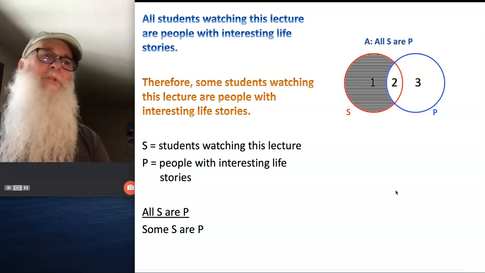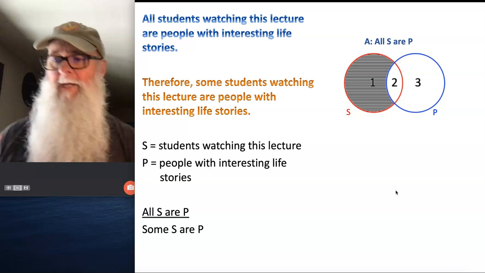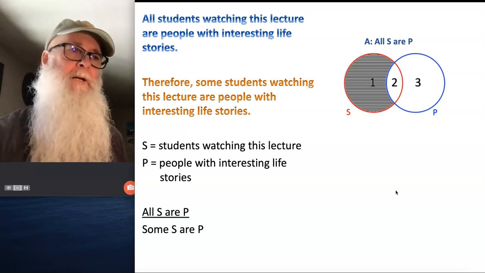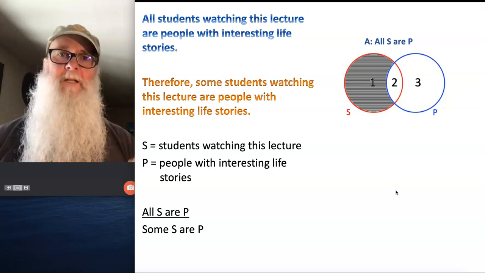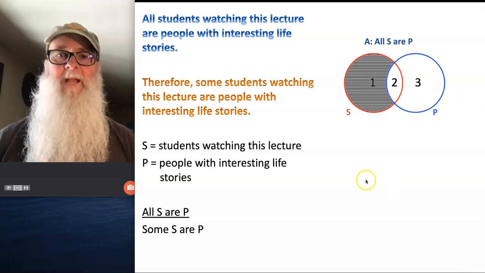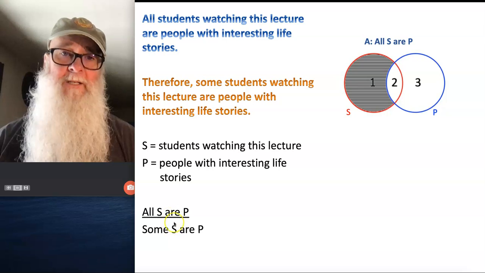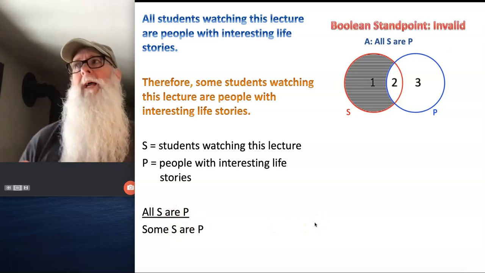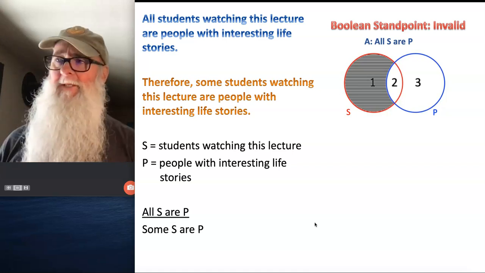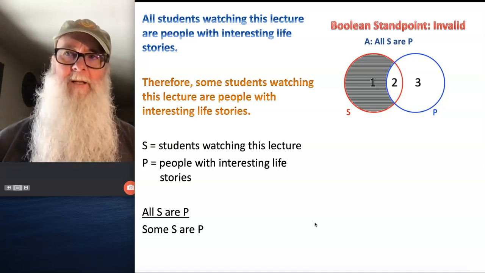And because you don't know the thing I'm talking about actually exists just because I assert something about all of the members of that category, you cannot draw the conclusion from my sweeping universal claim that at least one of these things exists in reality. And that's exactly what's happening in this argument down here. So from the Boolean standpoint, we say, okay, I get that. From the Boolean standpoint, this argument is invalid.